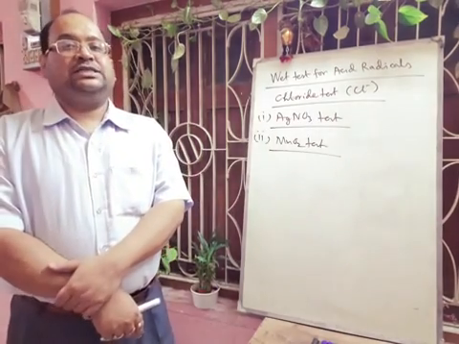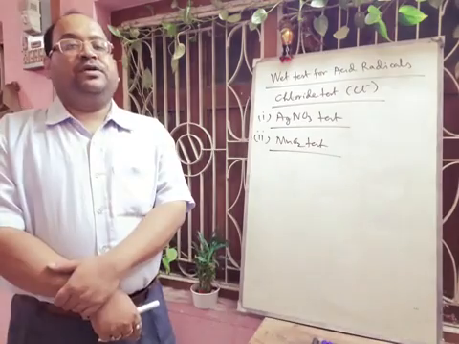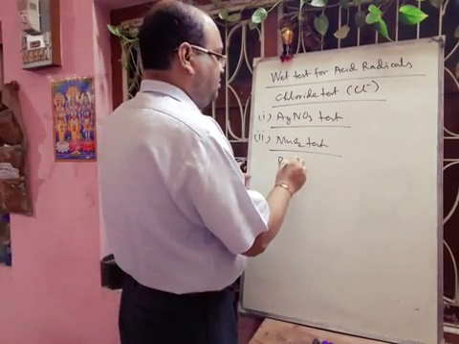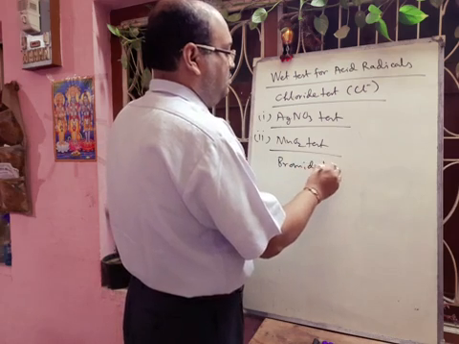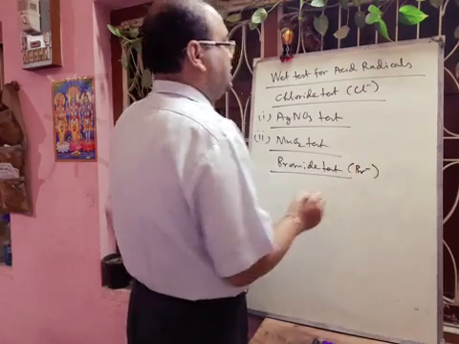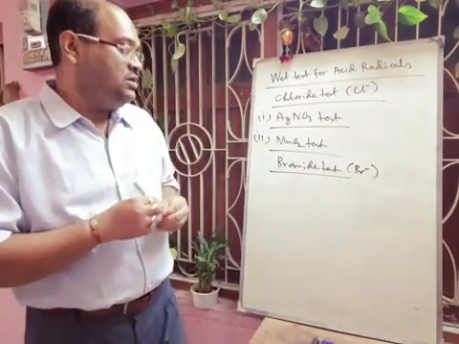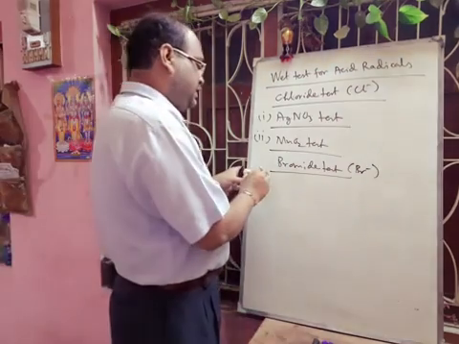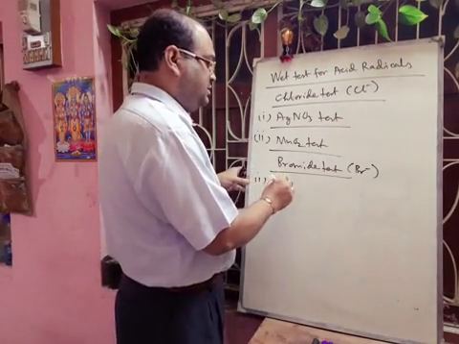Next we will discuss the bromide test. As these are the wet tests, these are the confirmatory tests by which we can easily confirm the radical. And now for bromide also we will do the same test, that is the silver nitrate test.